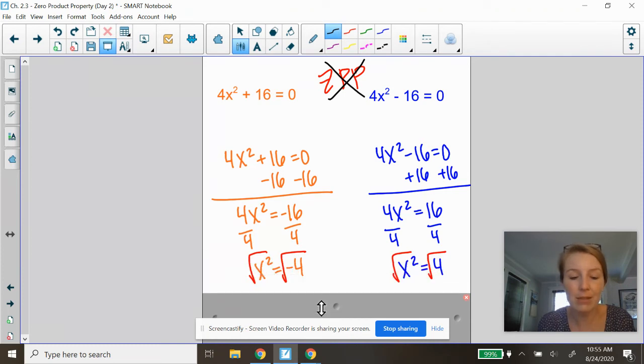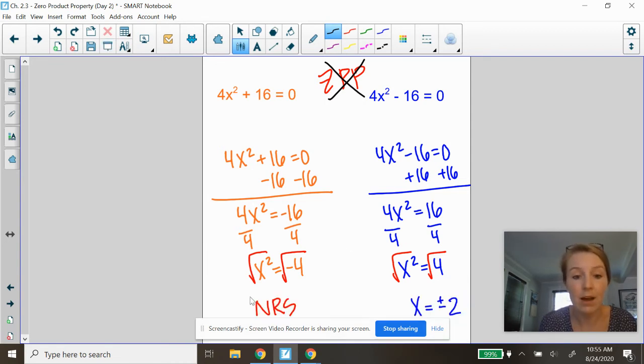But notice what happens. On the left, I'm trying to take the square root of a negative number, and on the right, I'm trying to take the square root of a positive number, and there's a big difference there. On the left, we end up with no real solutions, and on the right, we end up with positive or negative 2. So keep in mind, x squared, x, and nothing else, ZPP. If that's not what I see, I'm just solving the equation.